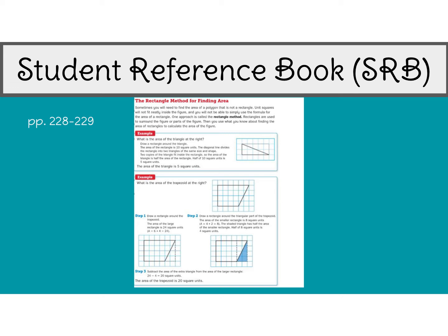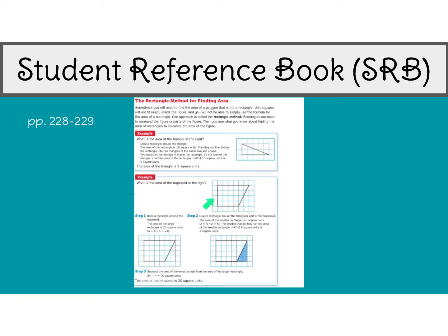They're giving you several examples here. Here's an example like we did in our math message today, where we have a triangle and then they put a dotted line here to show a rectangle. You would find the area of that rectangle and then divide it in half to get the area of that triangle. Now, what is the area of the trapezoid?